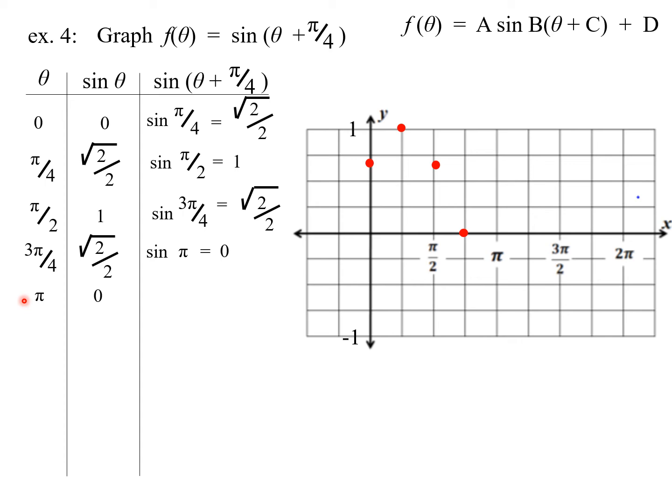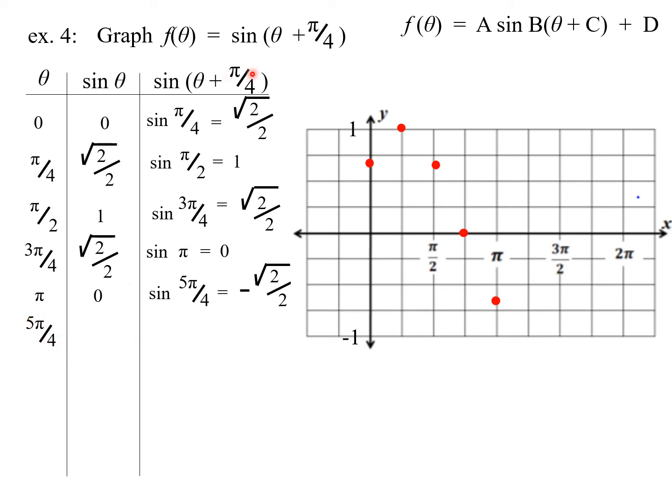At pi, we don't really care about that. Pi plus pi over 4 is 5 pi over 4, and the sine of 5 pi over 4 is negative root 2 over 2. So at theta equaling pi, the value of the function is down here. I'm going to start to ignore the middle here.